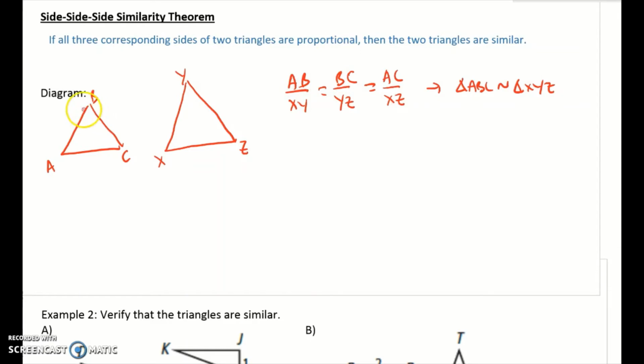So see how I put the small triangle on top and the larger triangle on the bottom? I stayed consistent. You want to make sure you do that. Every year I do see people kind of mix it up, and then they'll say, wait, why do I have reciprocals? And that's usually why.